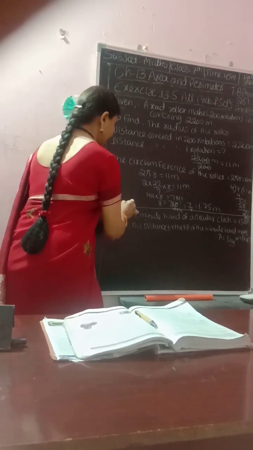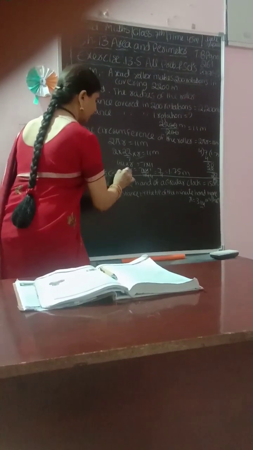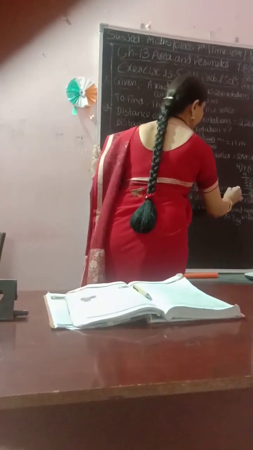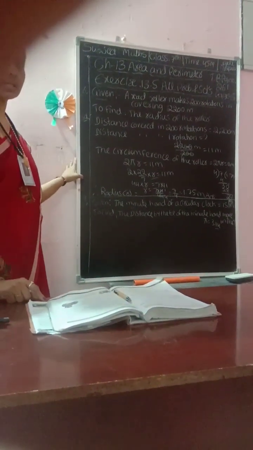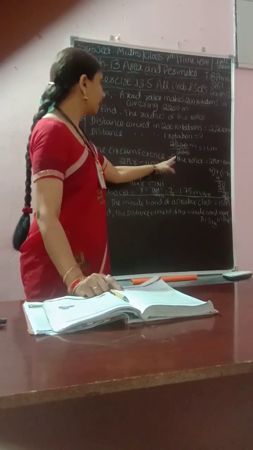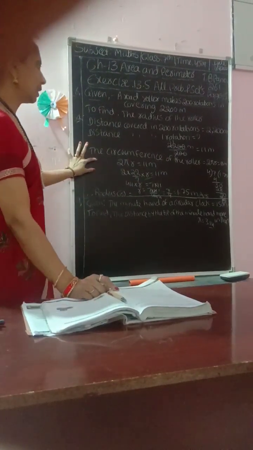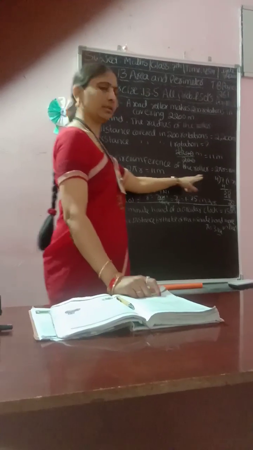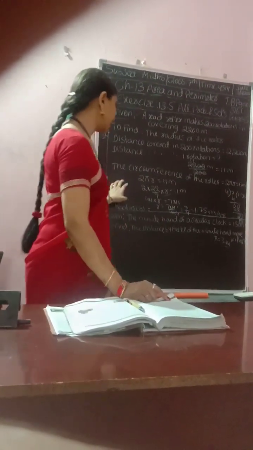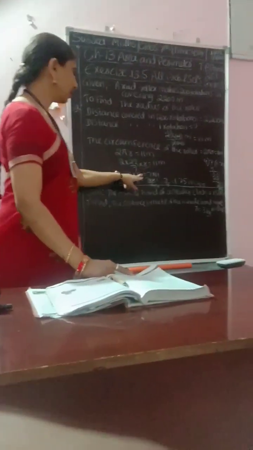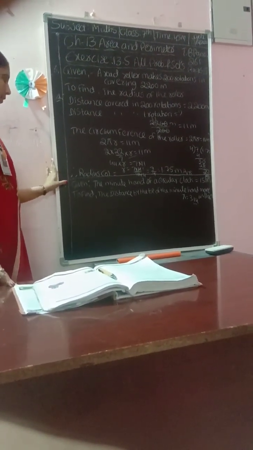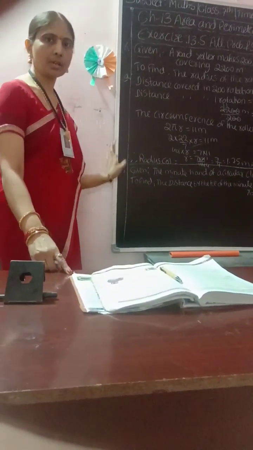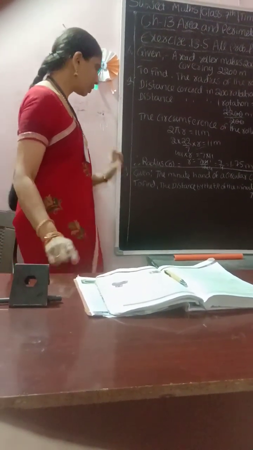Therefore, the radius r equals 1.75 meters. Answer. The circumference of the roller, 2 pi r, equals 11 meters only. You can substitute the values and we get the answer 1.75 meters. Did you understand this one? Next we go to the ninth problem.